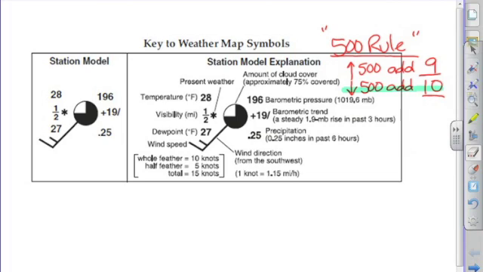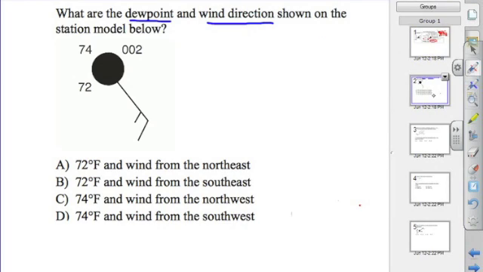They want the dew point temperature. Let's see, dew point temperature sits right here, bottom left-hand corner. And the wind direction is referring to the stick and the direction it's coming from. Remember, winds are always named based on where they originate from. So dew point is the bottom left-hand corner, and wind direction is the direction of the stick.